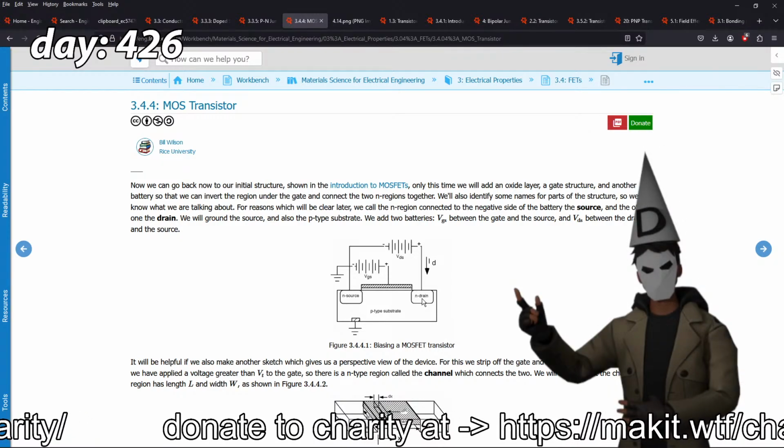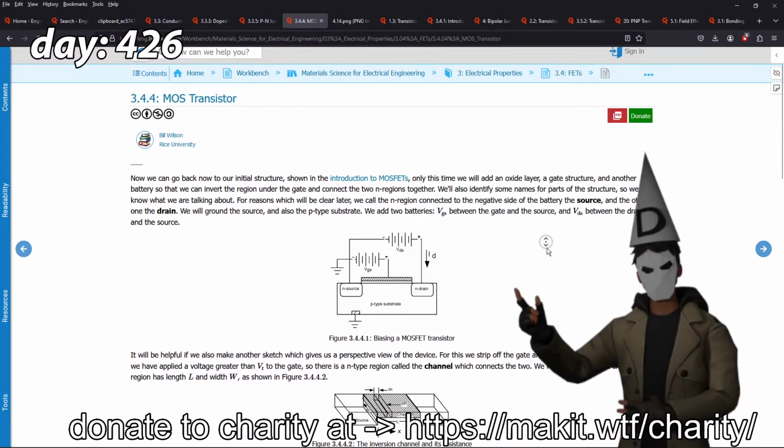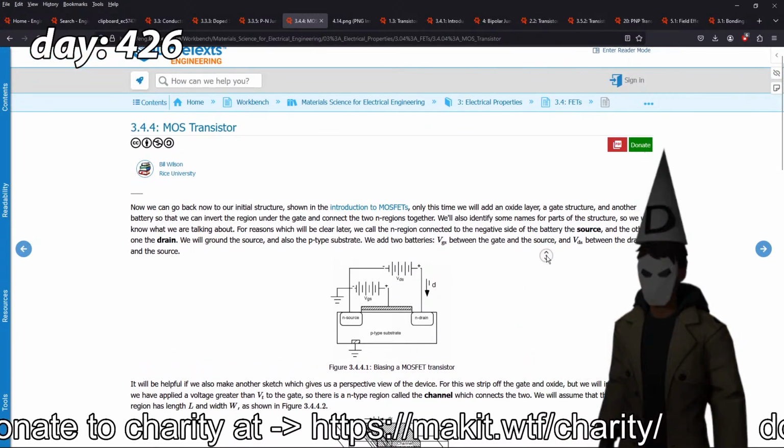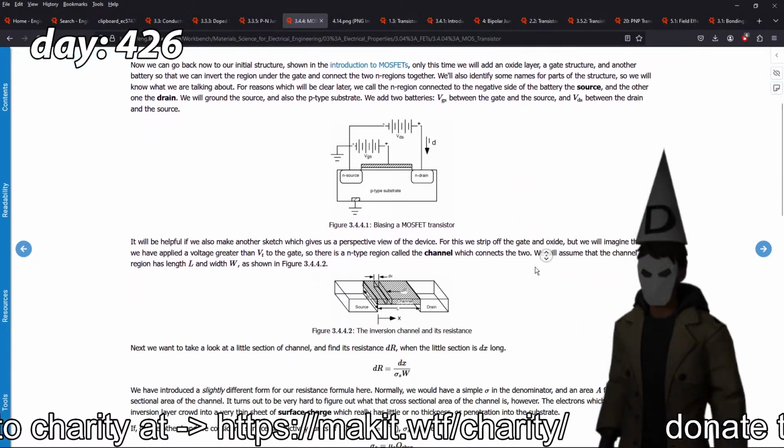We will ground the source and also the P-type substrate. We add two batteries, VGS to the gate and the source, and VDS between the drain and source.